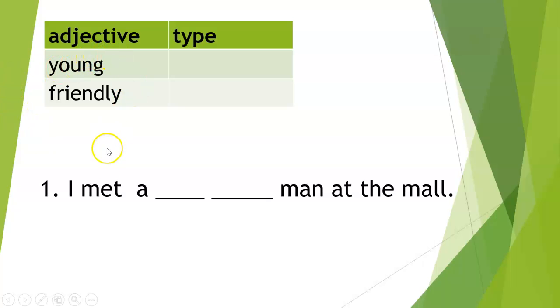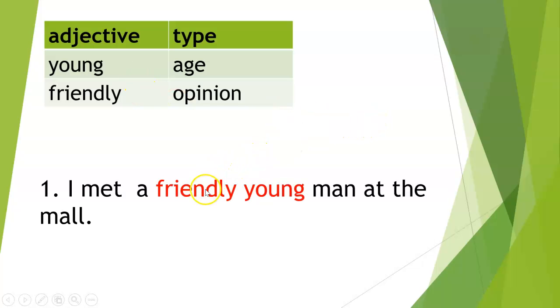So when we see this sentence, I met a blank blank man at the mall. So we've got young and friendly. Young and friendly are adjectives of age and opinion. Age, opinion. So when we put these in a sentence, we would say friendly young man. I met a friendly young man at the mall. So friendly is opinion and young is age.